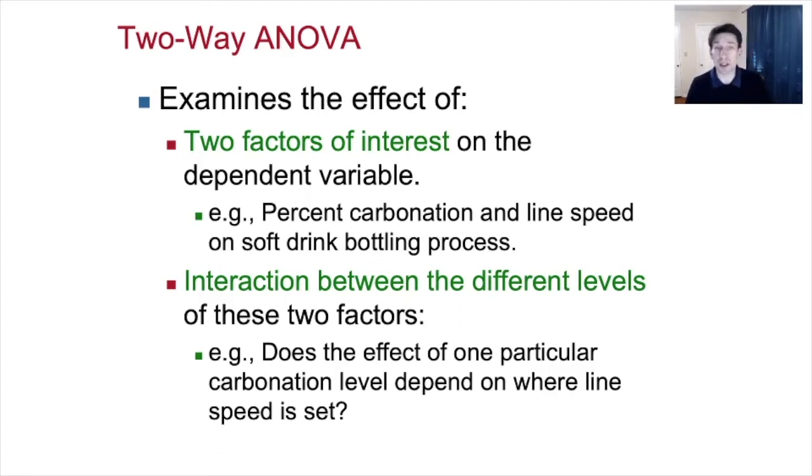So in this case you can think of it as having one variable and 2 factors, or I guess 3 variables: 1 variable that is your dependent variable, and 2 variables that define your groups. So we call them factors. So for instance, you could have the percent carbonation and the line speed as being 2 factors that affect your soft drink bottling process. And the key new question that two-way ANOVA allows us to answer is whether there are any interactions between the levels of the 2 factors.